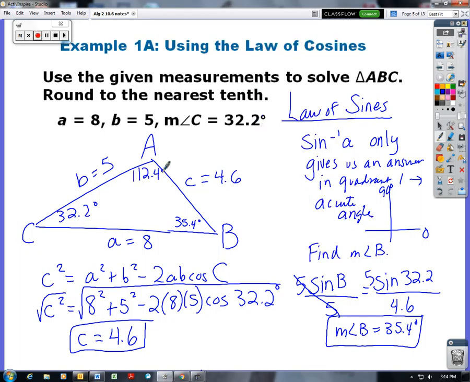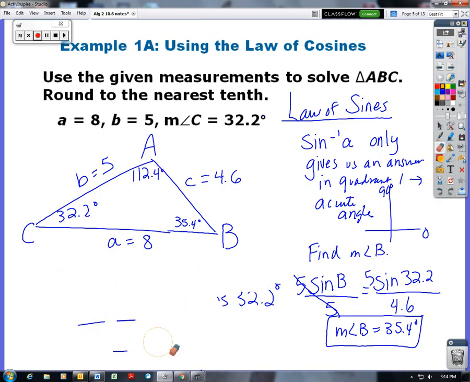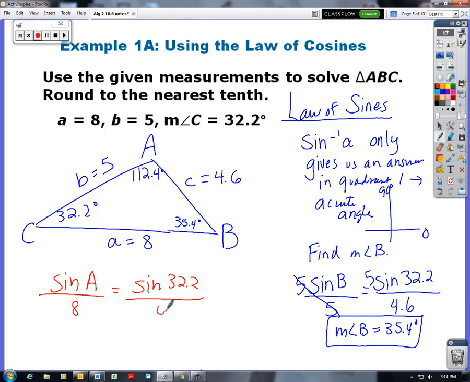Just real quickly, I'm going to erase down here. I'm going to show you what would have happened if I had tried to find angle A first instead of angle B using law of sines. So this is what would happen. Say I was trying to find angle A, I would have sine of A, because I don't know what it is. We're pretending I don't know it yet. And then I did know C, so I'd have sine of 32.2 over 4.6. Then I multiply both sides by 8. Go to my calculator.